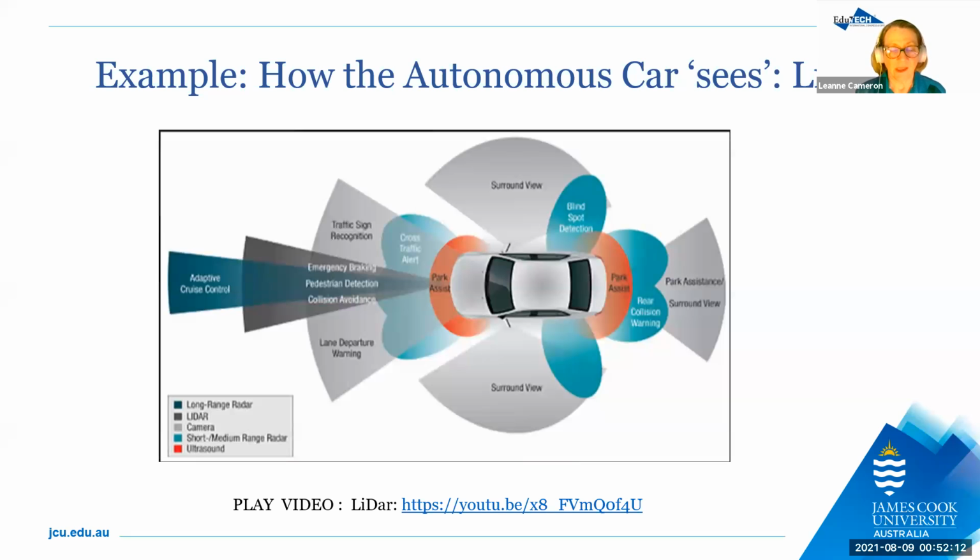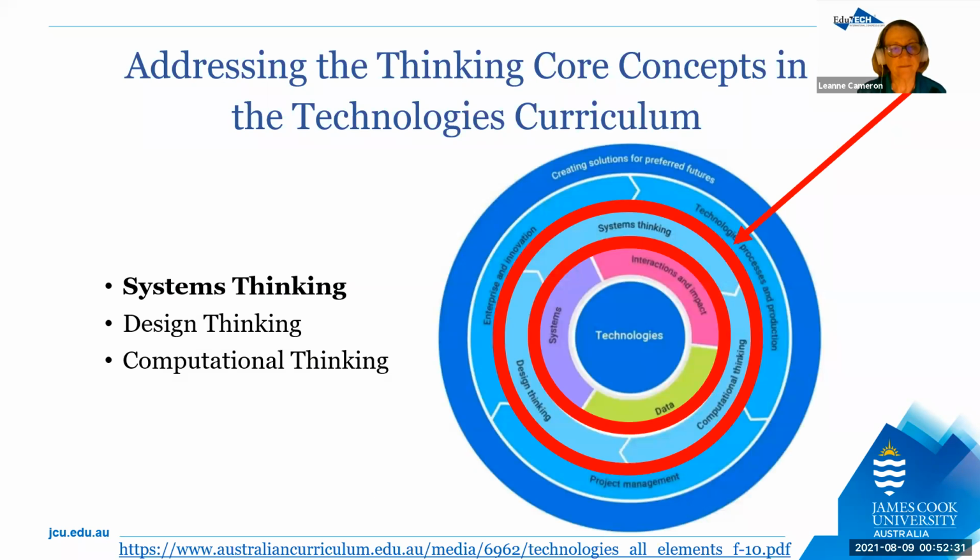Now, the reason I use this particular example is it's something that a lot of people are very excited about. A lot of people are concerned about. It gets people really thinking about it. And more importantly, most people don't know an awful lot about it. So we're going to start with systems thinking.